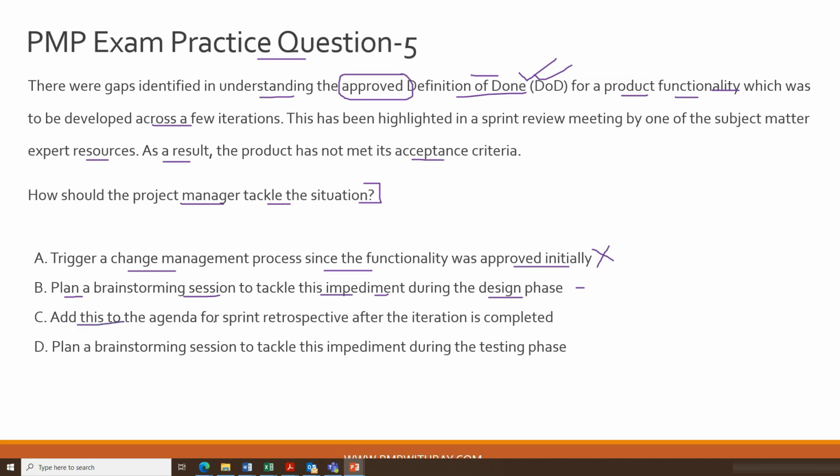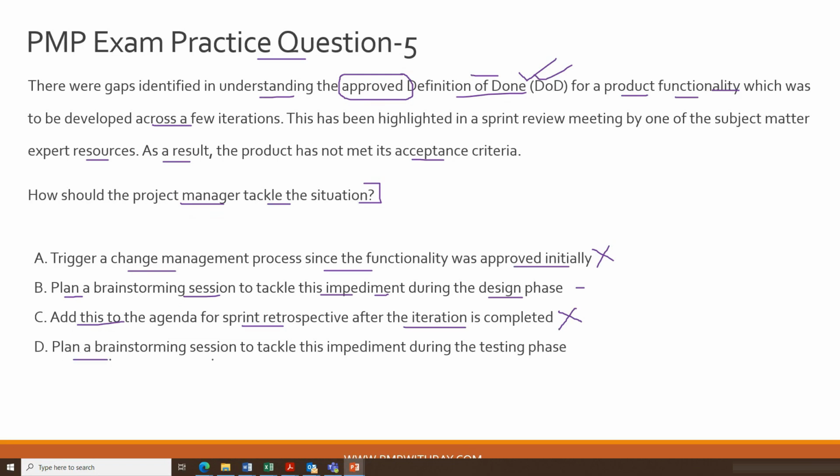Add this to the agenda for sprint retrospective after the iteration is completed. Again, it's a nonsensical option to me. Why would you wait till the end of the iteration and discuss something as a retrospective where you have to solve it now, today, with your team? Right? So that is just pushing problems under the carpet, and that is not a sensible approach as a project manager or as a scrum master in an agile project. So we can safely eliminate option C.